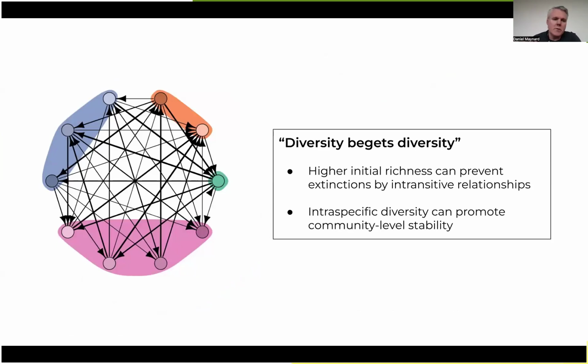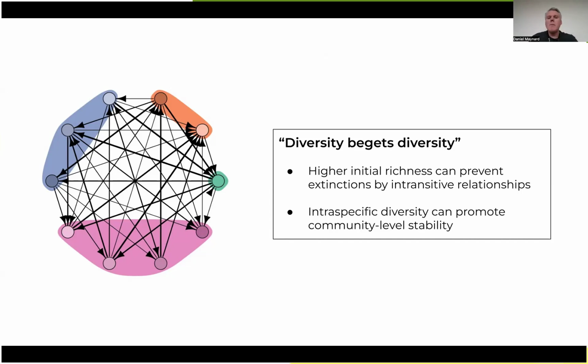So these first 2 components, experimentally and theoretically, both reiterate this idea from slightly different angles. So diversity begets diversity, first, just higher initial richness can prevent extinctions, by breaking down pairwise relationships, by promoting intransitive loops. But then I think maybe more elegantly or beautifully, variation at the smallest scale, so diversity within a species, is fundamental to promoting community level stability. So it can help promote diversity at the ecosystem level.